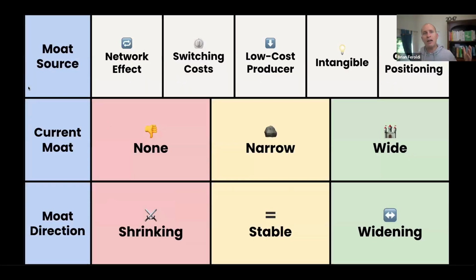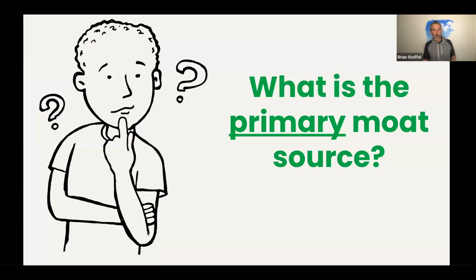Now, there are five primary moat sources to look for. There are three current states it could be: no moat, narrow moat, wide moat. And then there's moat direction. Which direction is the moat heading? Moat direction to me would probably be the most important thing to look at here. I would rather invest in a narrow moat company that's widening than a wide moat company that's shrinking. Yep, totally agree.